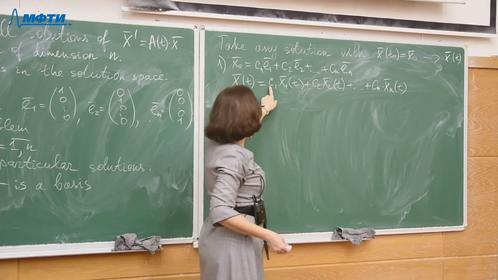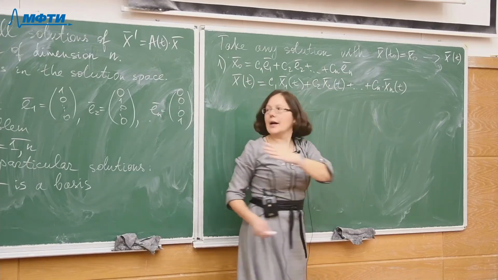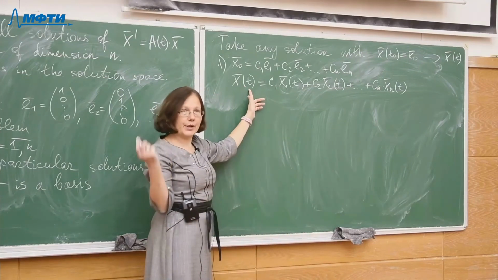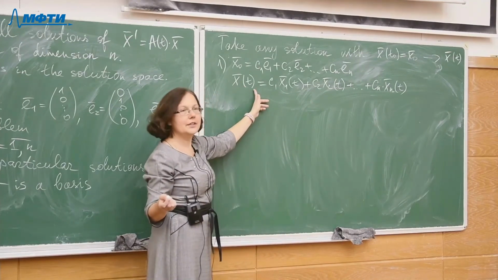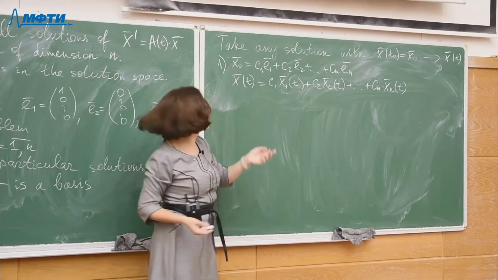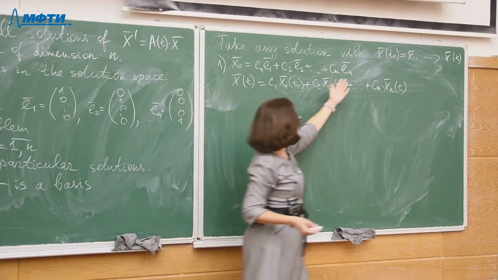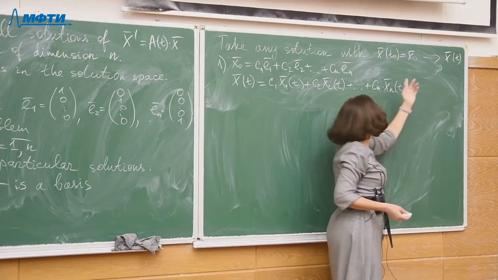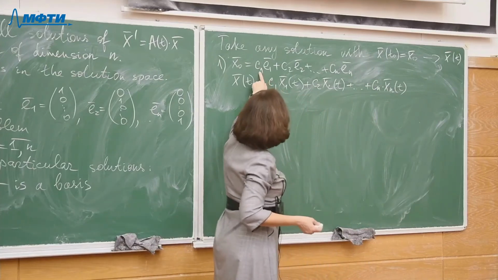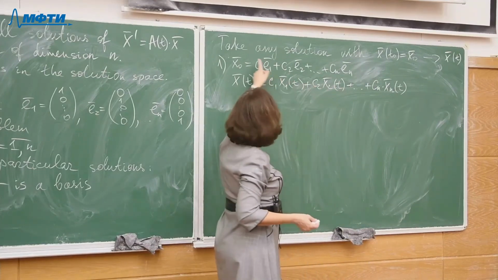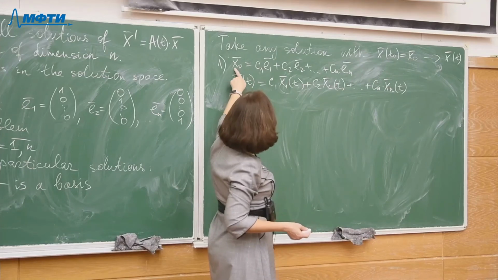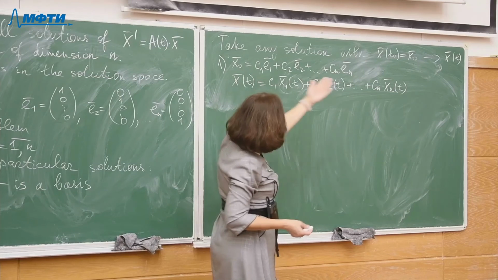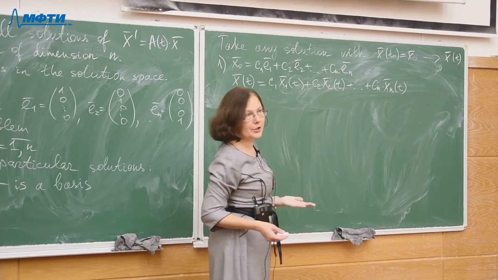First, we know that it satisfies the linear equation by the linearity principle, by the preceding theorem. And it satisfies the initial value problem, the initial conditions, because we have found C1, C2, and so on, Cn, so that x0 is this linear combination. So we have proved that x of t is this linear combination.